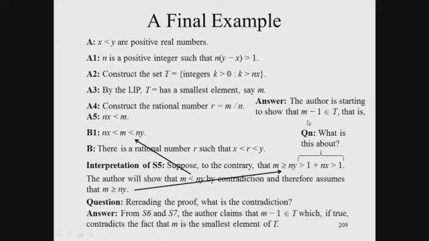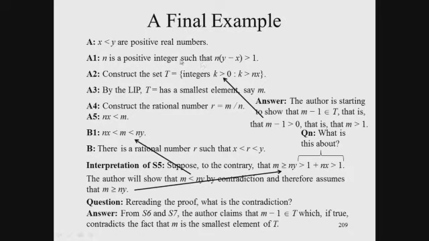The author is starting to show that M minus 1 is in T. That's the goal, right? And let's look at T. If you want M minus 1 to be in T, what do you need to know about M minus 1? That it's a positive integer. That M minus 1 has to be a positive integer and greater than N times X. M minus 1 has to be greater than N times X. That's what we have to show in order for M minus 1 to be in the set. And that's what this is about. To check what the author is writing here to see that that's correct, let's go forward from A1.